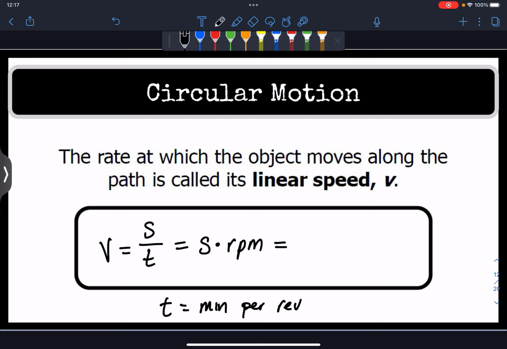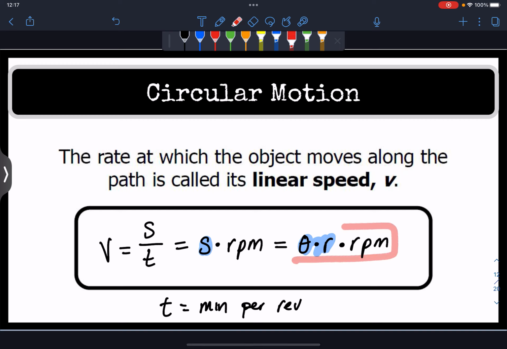And well, we know how to calculate arc length. Arc length is calculated by multiplying the angle with the radius. So substituting in S for theta times r, we get that the way we calculate our linear speed is by multiplying these three things: the angle, the radius, and the RPMs.